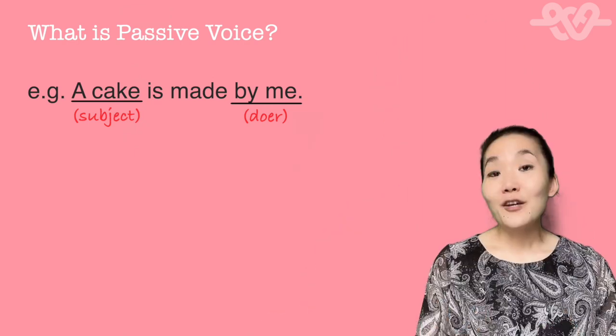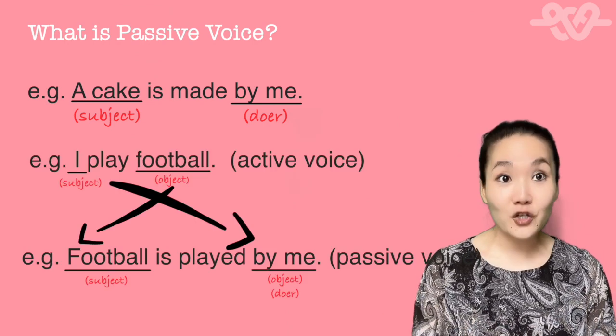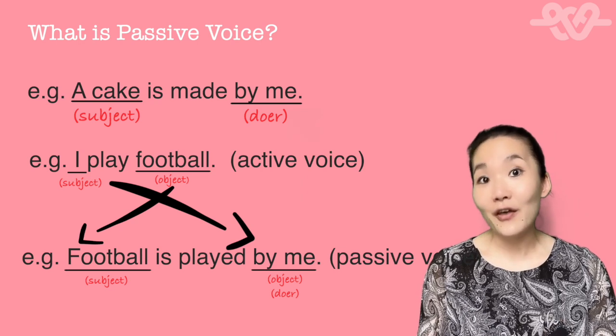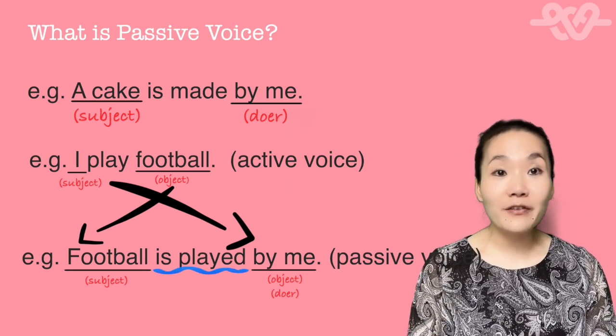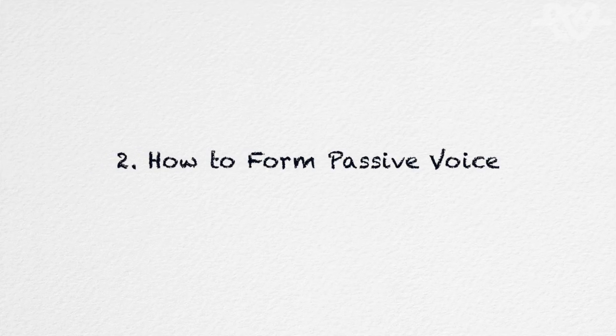Pretty cool, right? To form a sentence in passive voice, we switch the positions of the subject and the object and use a form of the verb to be along with the past participle of the main verb. How to form passive voice?